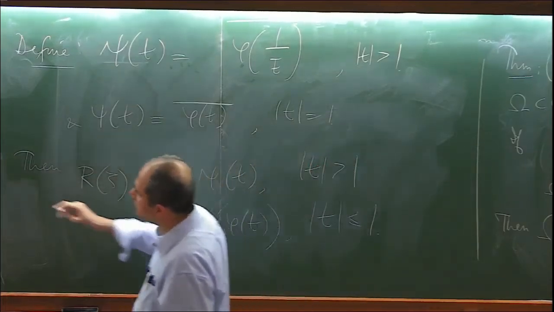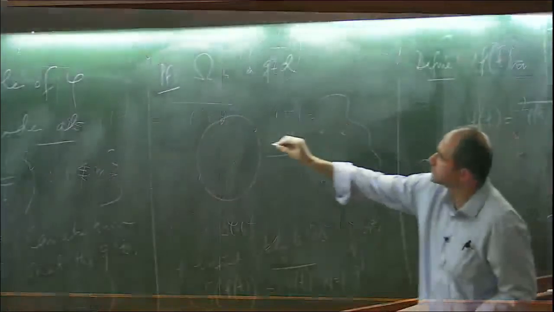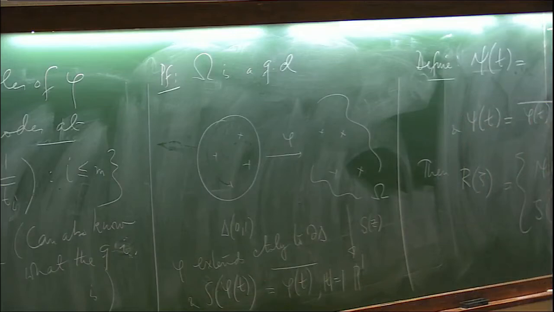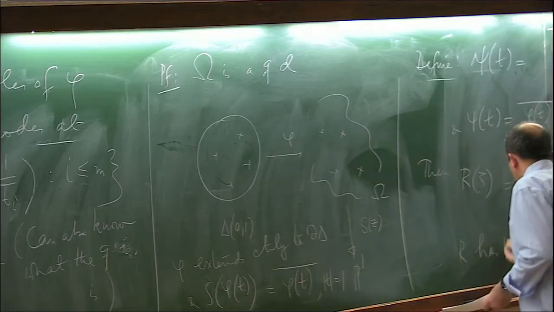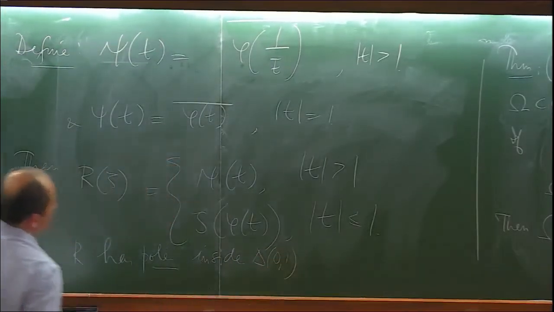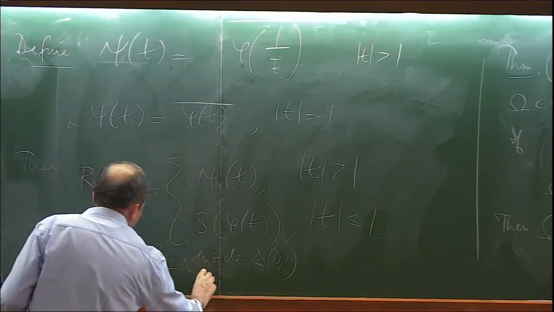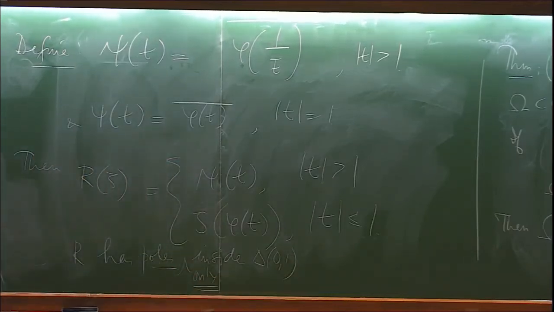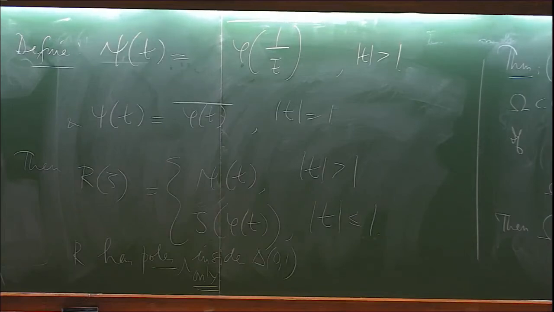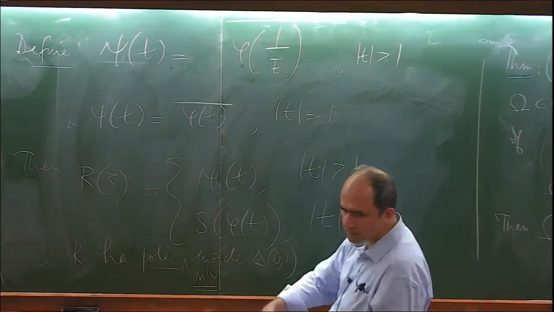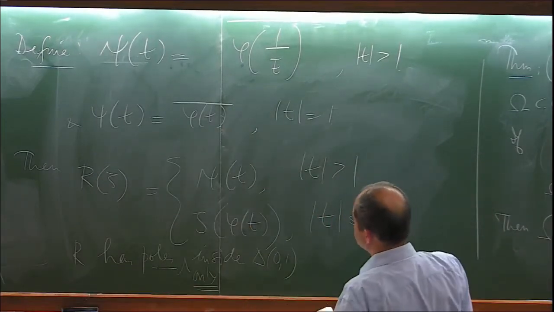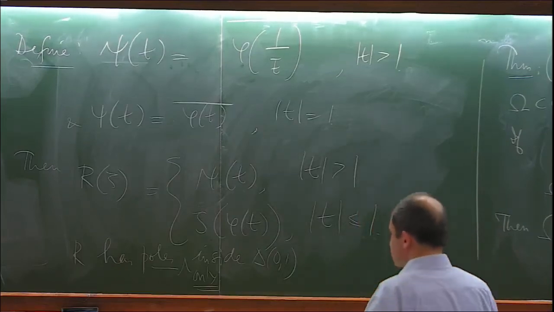And where are the poles going to come from? So I pull back the poles of S. That's what this is. So R has poles inside the disk. Only inside. S is equal to Z bar, so there's no pole, it's all only inside. Yeah? And everywhere this is holomorphic. So this is your rational function.